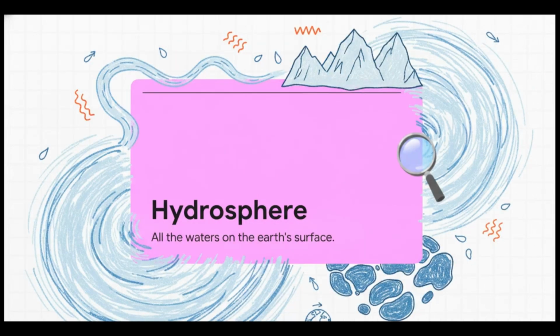Right beneath that skin is the hydrosphere, which includes all the waters on Earth's surface. We are talking oceans, winding rivers, deep underground aquifers, and massive ice caps. Now, consider this. Water isn't just the universal solvent, it acts as a massive global conveyor belt. It distributes heat all the way from the equator to the poles, completely dictating our global weather patterns.